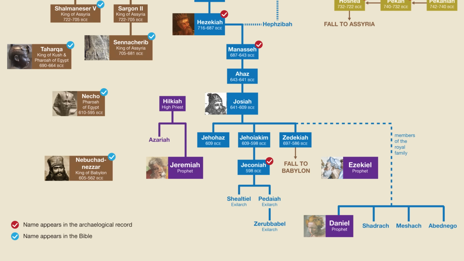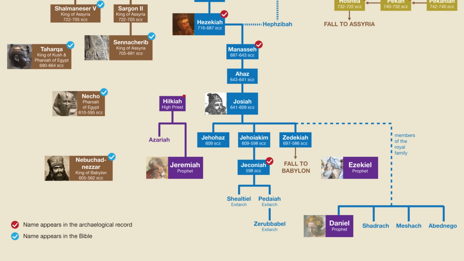The second and third of the 4 major prophets are Jeremiah and Ezekiel. They both lived during the final days of Judah and during the early part of the exile. Jeremiah was the son of the high priest Hilkiah, who served during the reign of King Josiah.